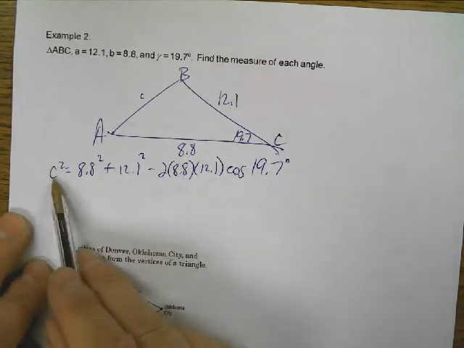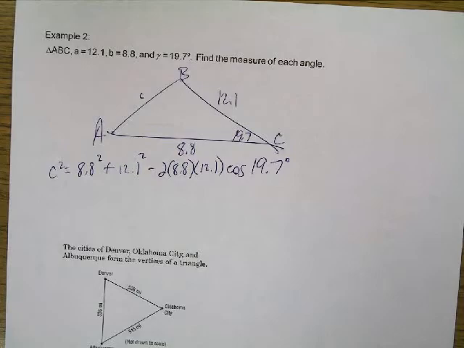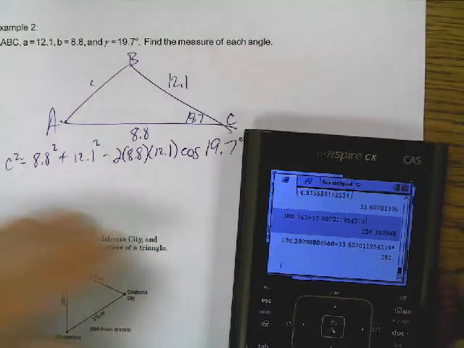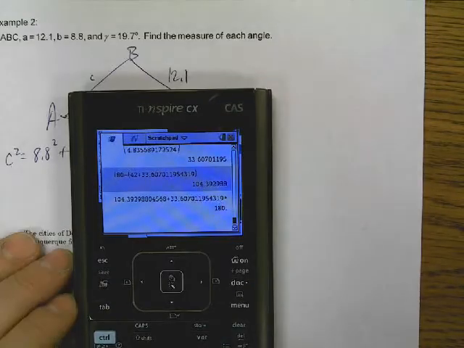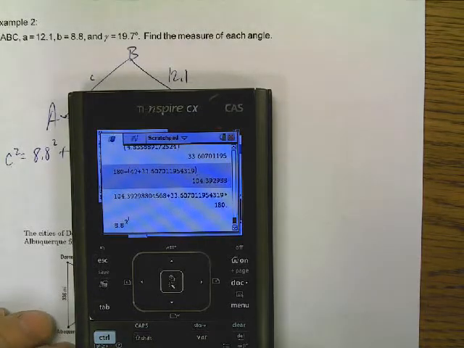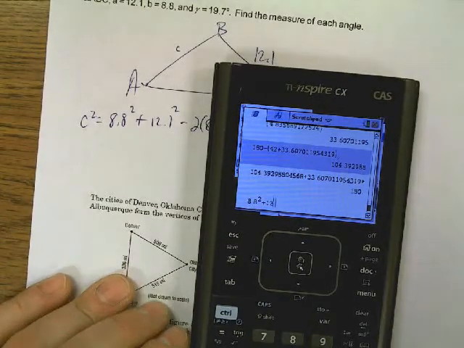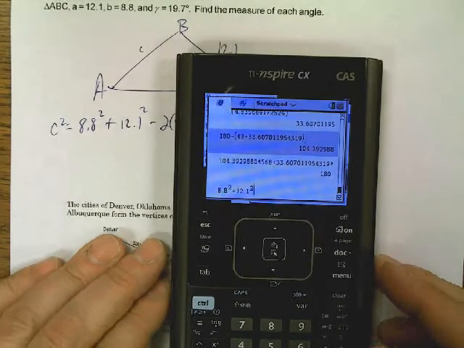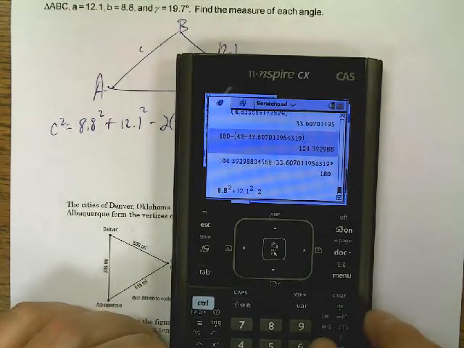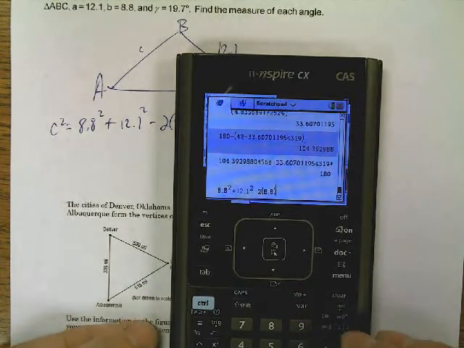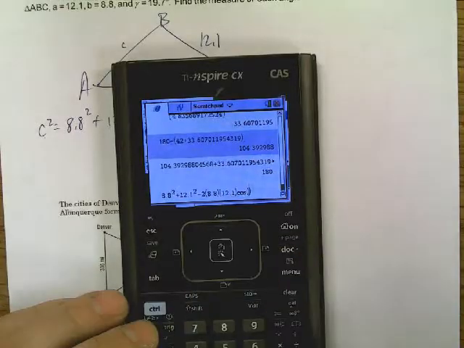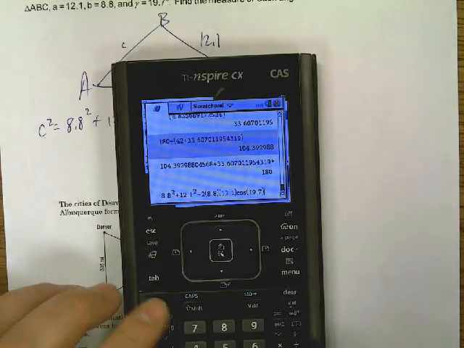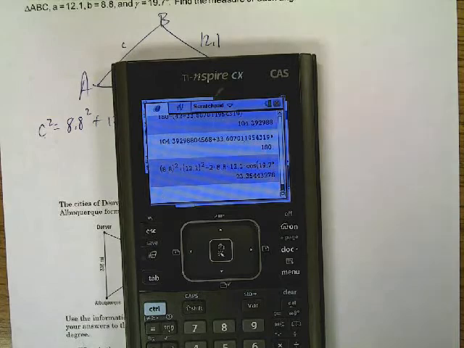And then again, because we have C by itself, we can go ahead and put everything in the calculator. So we got 8.8 squared plus 12.1 squared minus 2 times 8.8 times 12.1 cosine of 19.7. And I get 23.354.